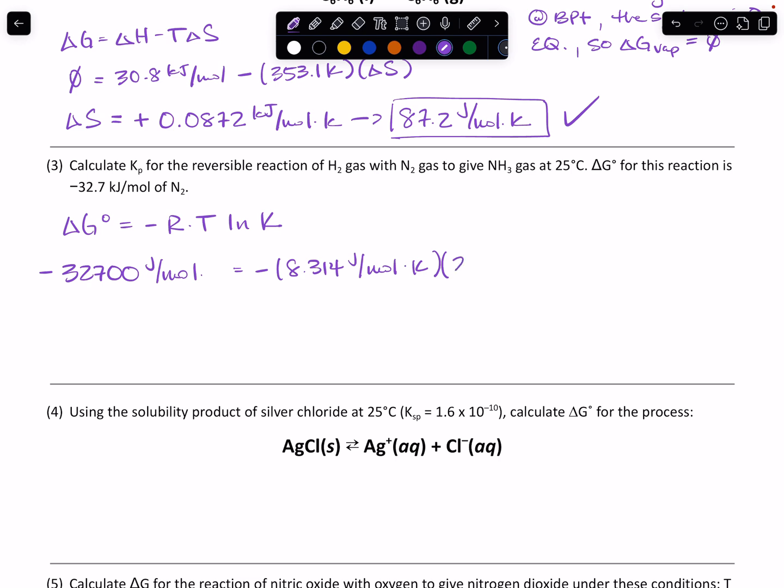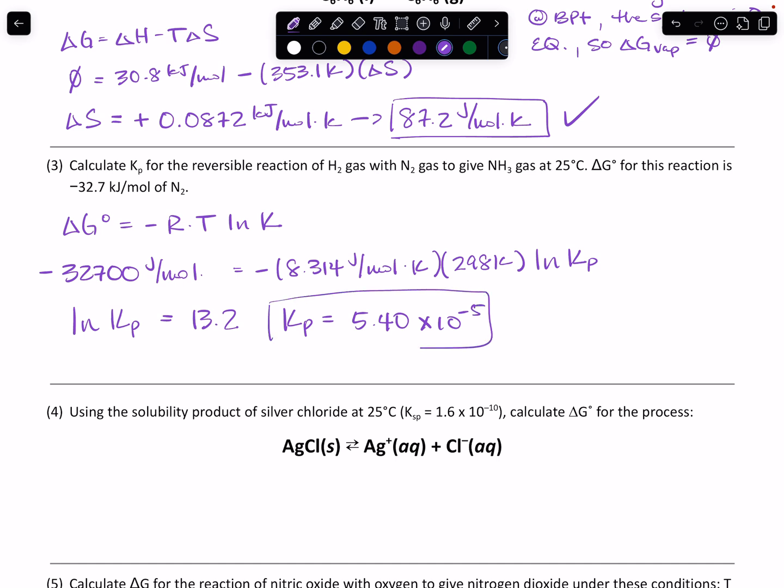Temperature is 25 degrees Celsius, which is 298 Kelvin. And then we'll have the natural log of Kp as our final part. So we do the math. We have a natural log of Kp that's going to be equal to 13.2. We take the inverse natural log of both sides, and we find that our equilibrium constant is 5.40 times 10 to the positive fifth, which makes more sense. The products are greater than the reactants.